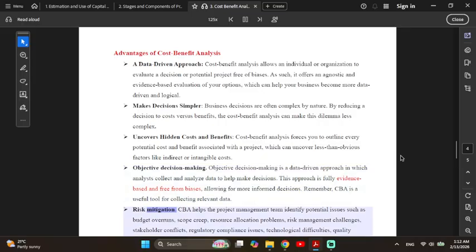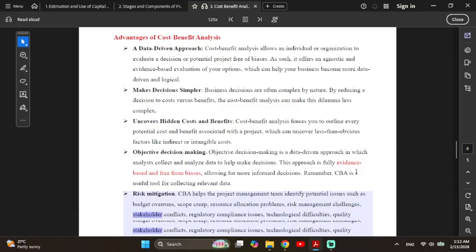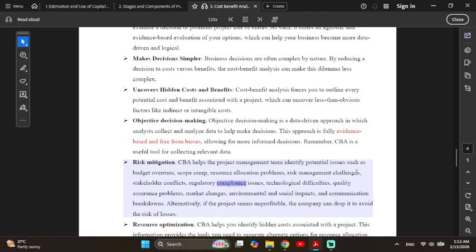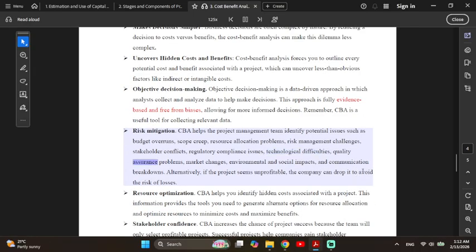Risk mitigation. CBA helps the project management team identify potential issues such as budget overruns, scope creep, resource allocation problems, risk management challenges, stakeholder conflicts, regulatory compliance issues, technological difficulties, quality assurance problems, market changes, environmental and social impacts, and communication breakdowns. Alternatively, if the project seems unprofitable, the company can drop it to avoid the risk of losses. Resource optimization. CBA helps you identify hidden costs associated with the project. This information provides the tools you need to generate alternate options for resource allocation and optimize resources to minimize costs and maximize benefits.